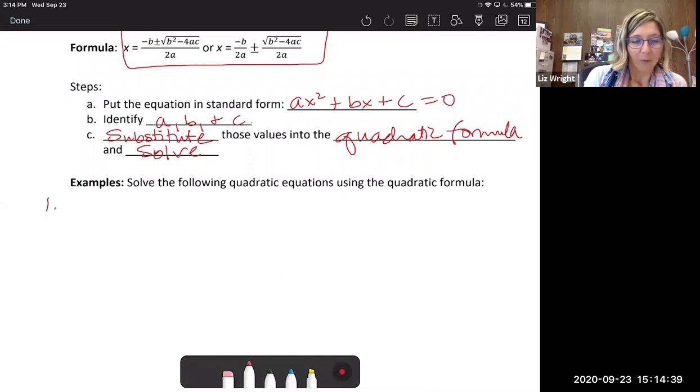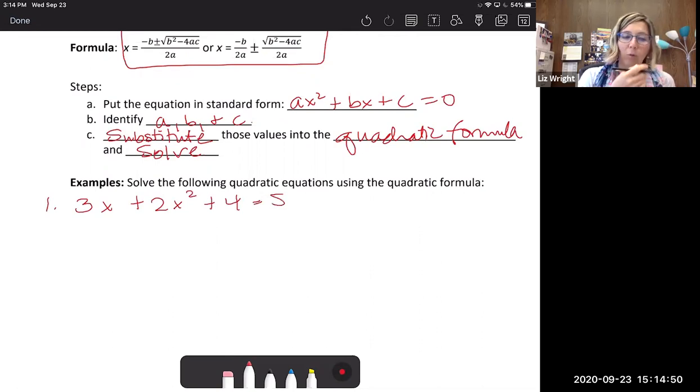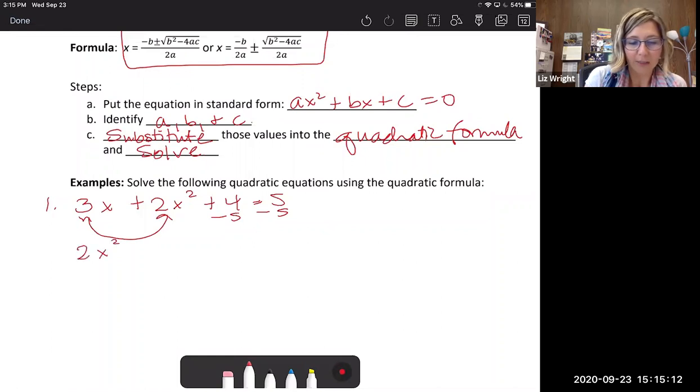So for our first example, we have 3x plus 2x squared plus 4 equals 5. You should go right back up to step A, which says to put the equation in standard form, which means solve for 0. Get 0 on the right-hand side, and then put the rest of the terms in descending order. So I'm going to move this 5 over, and then flip these two terms around. Then I have 2x squared plus 3x minus 1 equals 0.